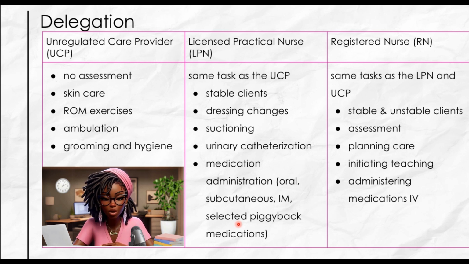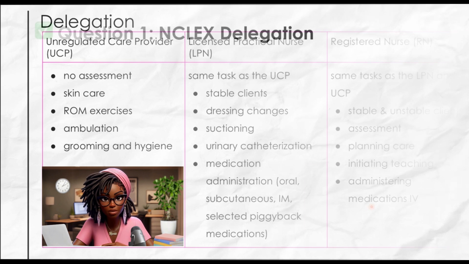They cannot complete assessments, planning, evaluation, or interpret data of unstable patients or clients. And then the RN can do everything that the UCP and the LPN can do. Plus, they are also able to manage both stable and unstable clients, which would include completing assessments, planning care, initiating teaching, and administering all medications, including IV medications.